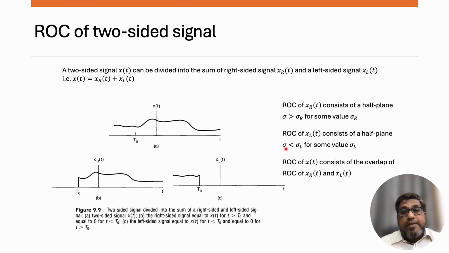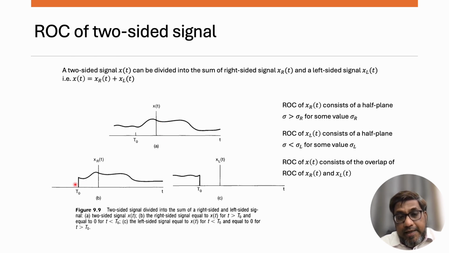Now, what happens if the signal is two-sided? That means the signal is extending to infinity on both the sides. So it is going to infinity on the right side, as well as it is extending to infinity on the left-hand side. In this case, what do we think is going to be the ROC for this particular signal? And to understand that, we are just going to break up this signal, which is two-sided, into two components.